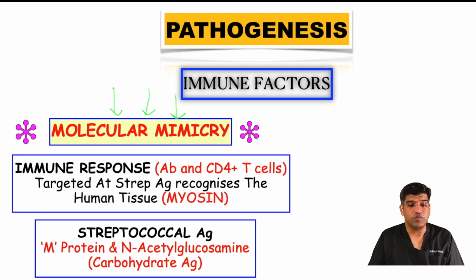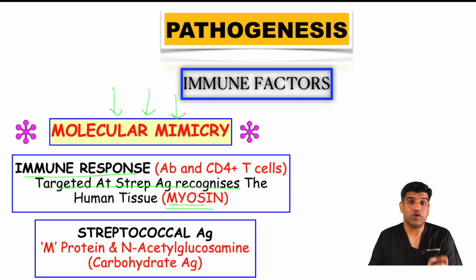There is an infection of streptococcus. The body mounts an immune response that is targeted against what? Targeted against streptococcal antigens. But it recognizes a human tissue as well. That immune response, in addition to the streptococcal antigen, recognizes a human tissue as well, and that tissue is myosin. So this is what we call molecular mimicry.